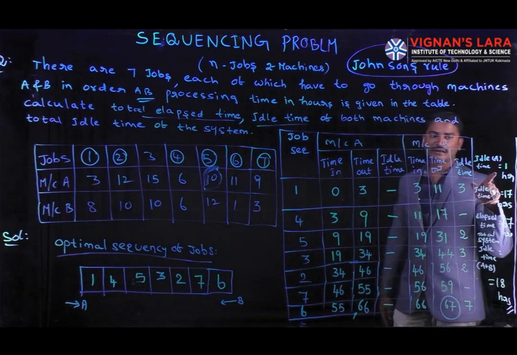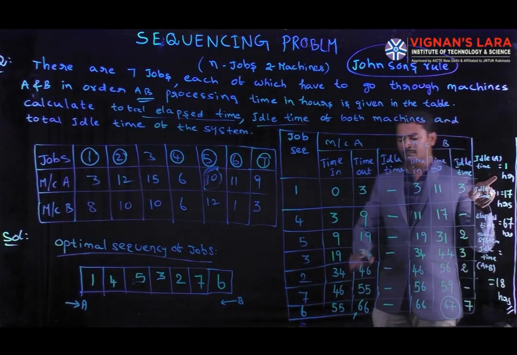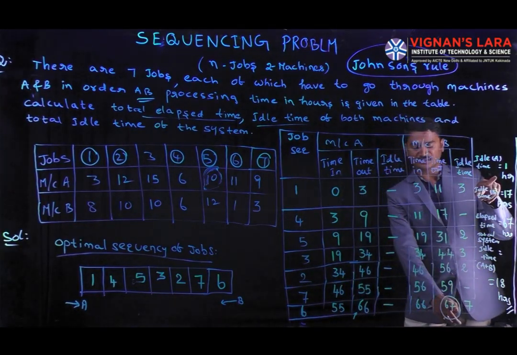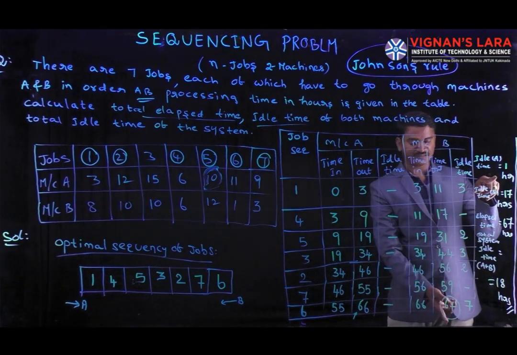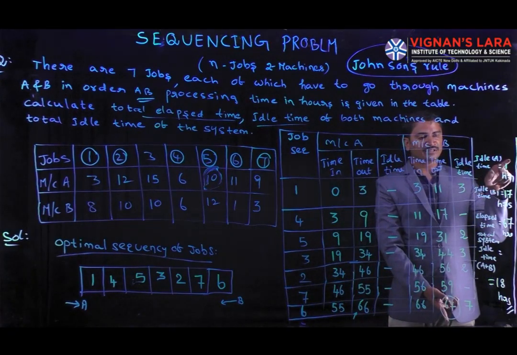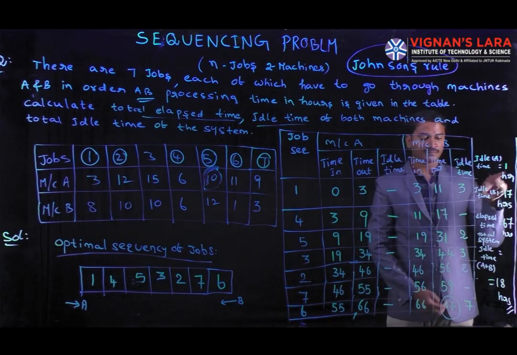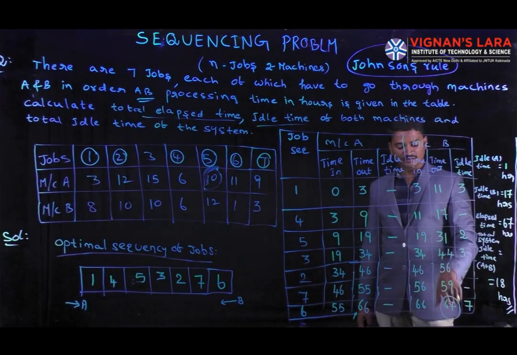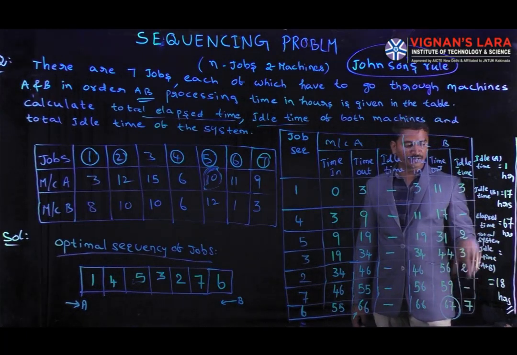Now I am going to calculate the idle time of A. Idle time of A is the difference between the final job of machine A and the final job of machine B. If there is no difference, there is no idle time at the machine. Here we have 1 hour. Next, the idle time of B: we take the sum, a total of 17 hours.